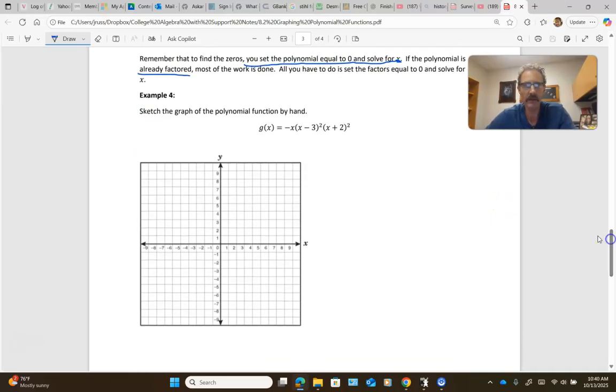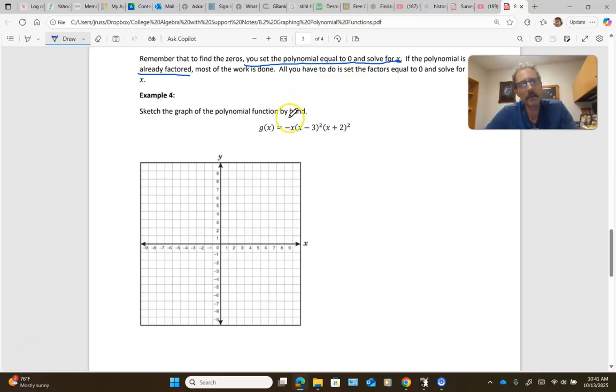Example 4 right here. It says, sketch the graph of the polynomial function by hand. Looking at this one, it is not written in standard form. It's actually in factored form, so it's been factored for us, which when it comes to finding the zeros makes our life a lot easier.